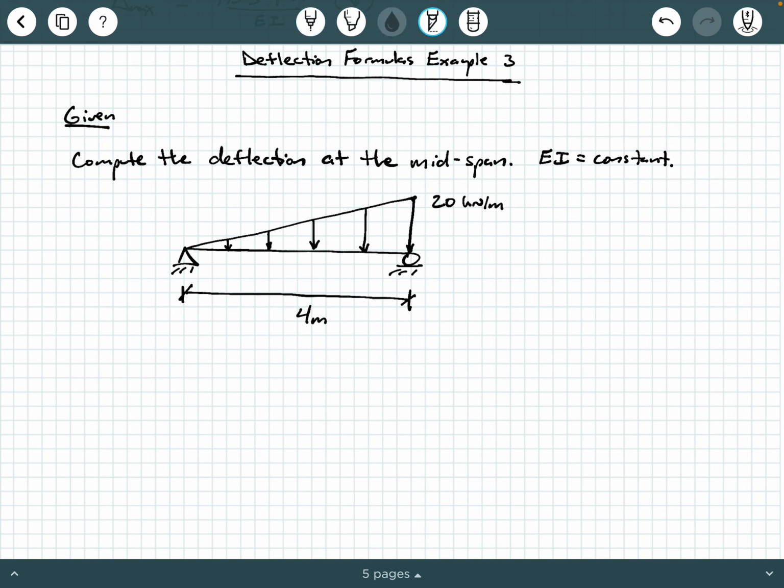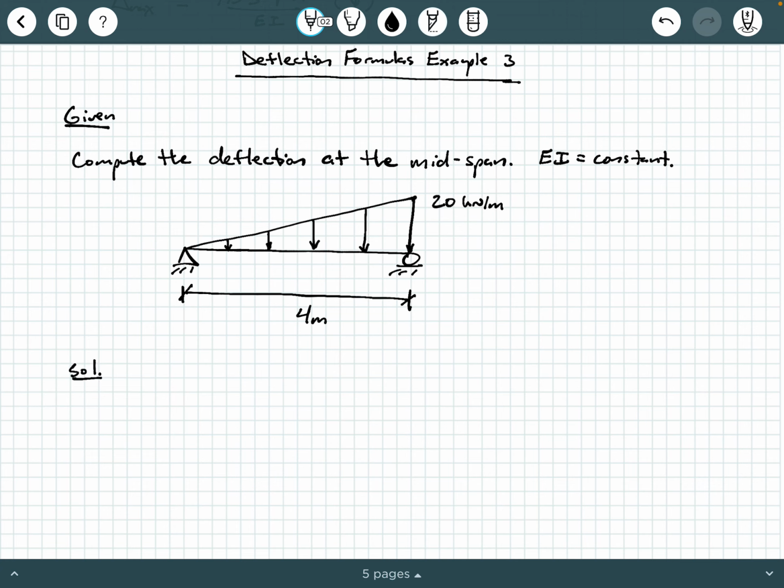In the given information, we're being asked to compute the deflection at the midspan, and we're also being told that the flexural rigidity, which is the product of E times I, is constant. So here we have a simply supported beam that's 4 meters long, and it's subject to a linearly increasing load. So that's a triangular shaped load. It starts at 0 at the left side and it increases up to 20 kilonewtons per meter at the right side. All right. So how do we tackle a problem like this?